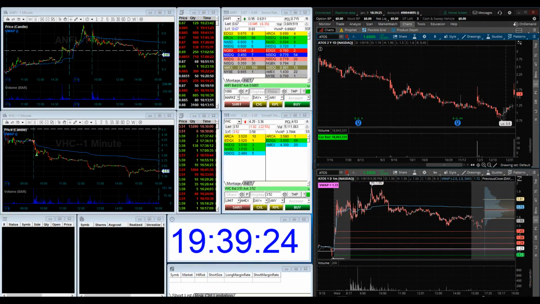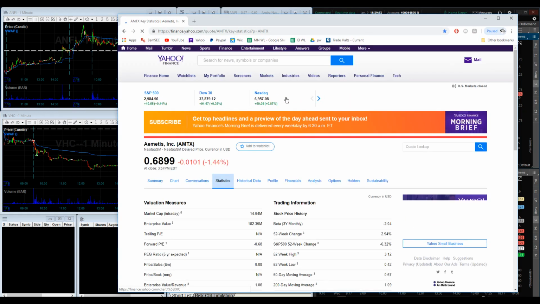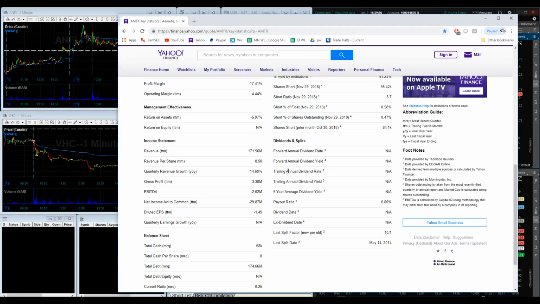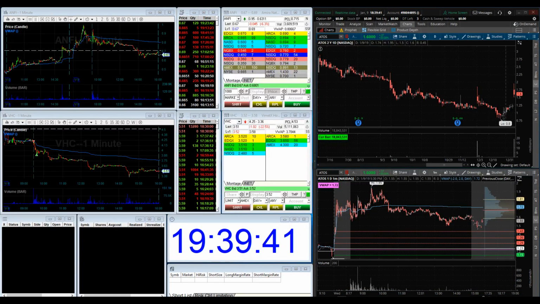Okay, so we got some questions. Somebody asked, what is short interest? You can just go to Yahoo Finance, and you'll be able to see where it says short interest. Let's see, what else? Risk control limitation spreadsheet. I'm not really sure what you're referring to. I can talk about risk a little bit if you want.